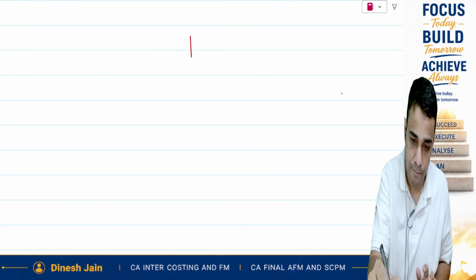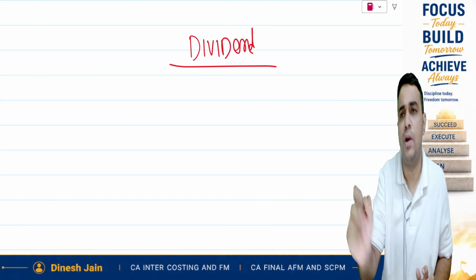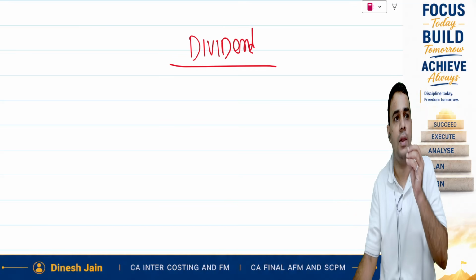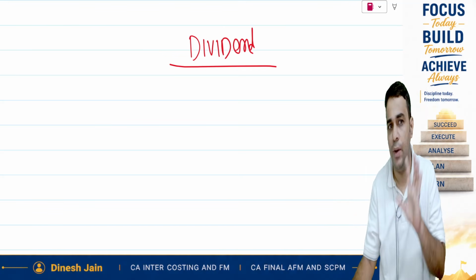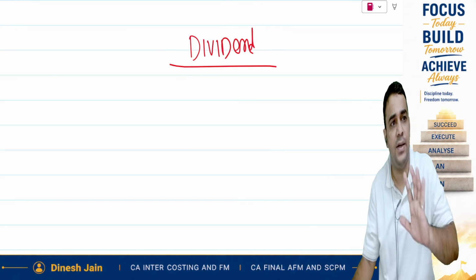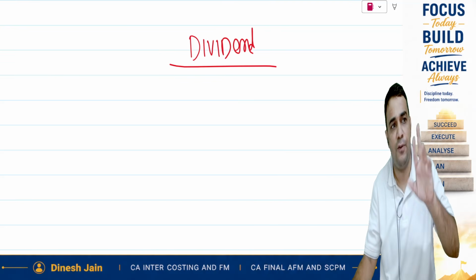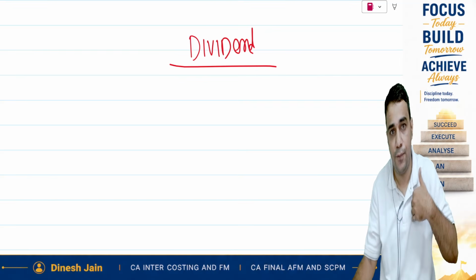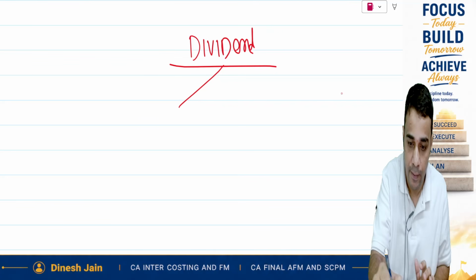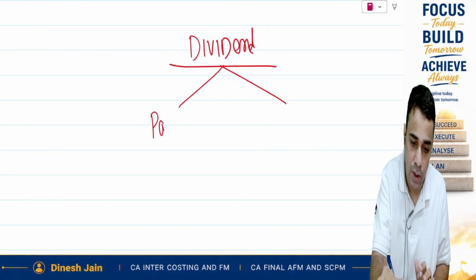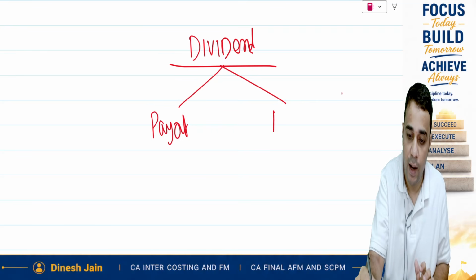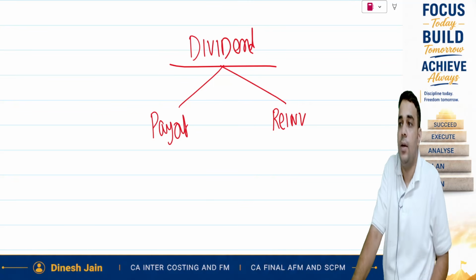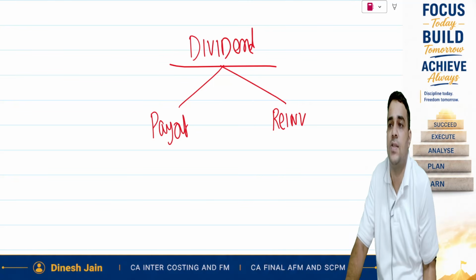The mutual fund declares a dividend. You can call the dividend D1, CG1, whatever name you want to give. As an investor, I have two choices: payout or reinvestment. Payout or reinvestment.